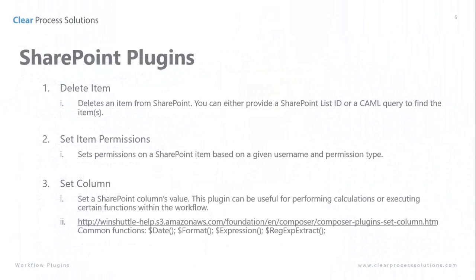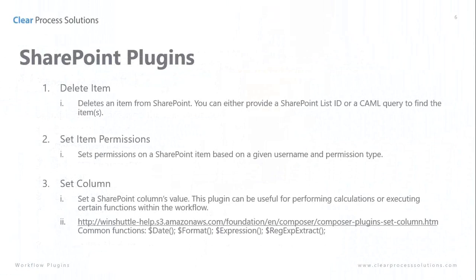There's the set column plugin, which is a pretty cool plugin because it allows you to run specific functions in the workflow. So if you're familiar with working in Composer, there are quite a few options in terms of running logic. You can create rule wizard rules to run logic in the form, or you can create your own custom JavaScript rules. But there aren't nearly as many options in terms of running logic in the workflow, since it's all running on the server rather than running in your browser. But one way you can run some logic in the workflow is through the set column plugin.